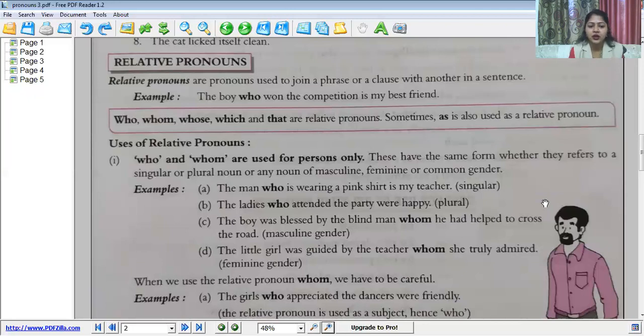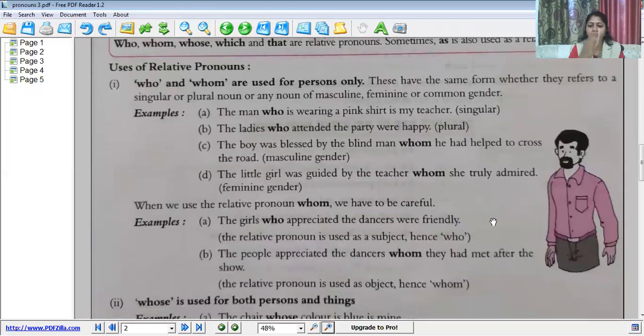Now when we use the relative pronoun whom, we have to be very careful. So you read the sentence. There is one more example given here where you will use whom and where you will use who. The girls who appreciated the dancers were friendly. The relative pronoun is used as a subject, hence who. Now, what is the relative pronoun? It is used as a subject here. The girls who appreciated the dancers were friendly, about the subject.